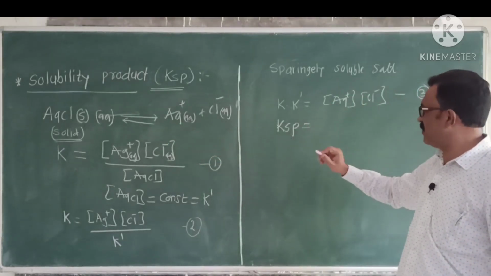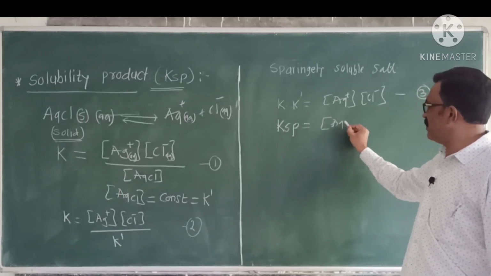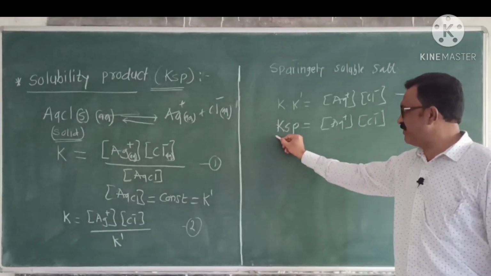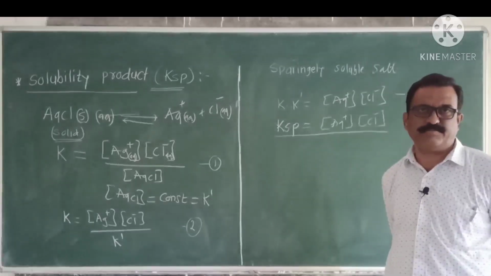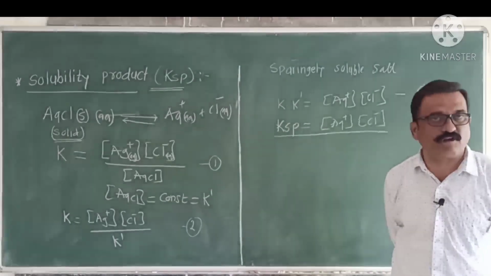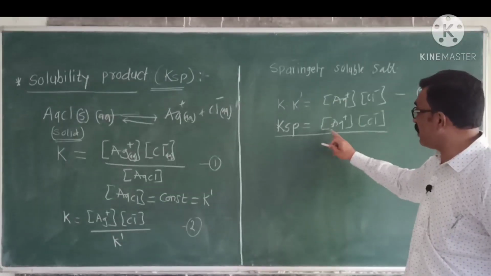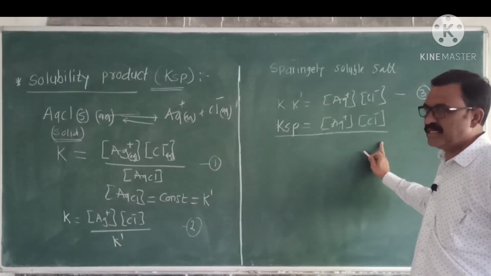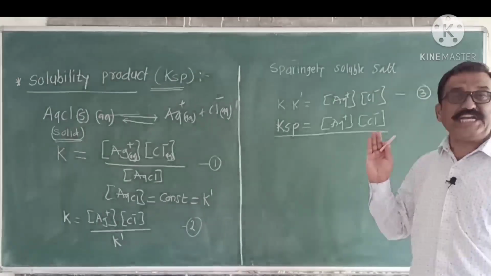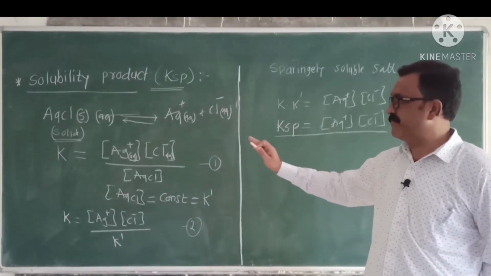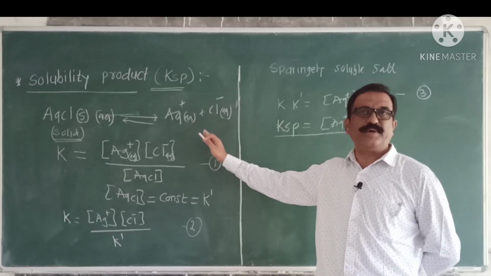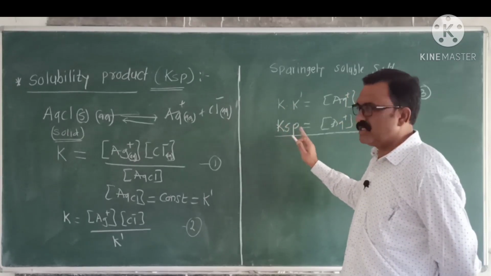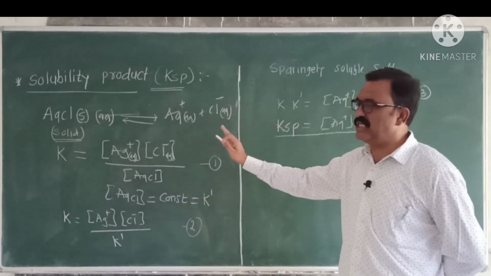KSP, the solubility product, is equal to concentration of Ag plus into concentration of Cl minus ion, where KSP is the solubility product. Means the solubility product is nothing but the product of the concentration of ions present in equilibrium condition of a dissolution or solubility process. This equation gives the solubility product for silver chloride.